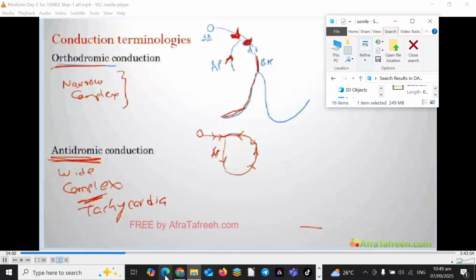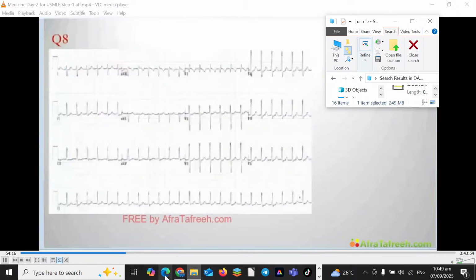Not very important to understand. What you need to understand is, supraventricular tachycardias can have both narrow as well as wide complex tachycardias. When they have wide complex tachycardias, always think of accessory pathway as an associated problem. I want you to solve this EKG. This EKG can be asked in your exams.